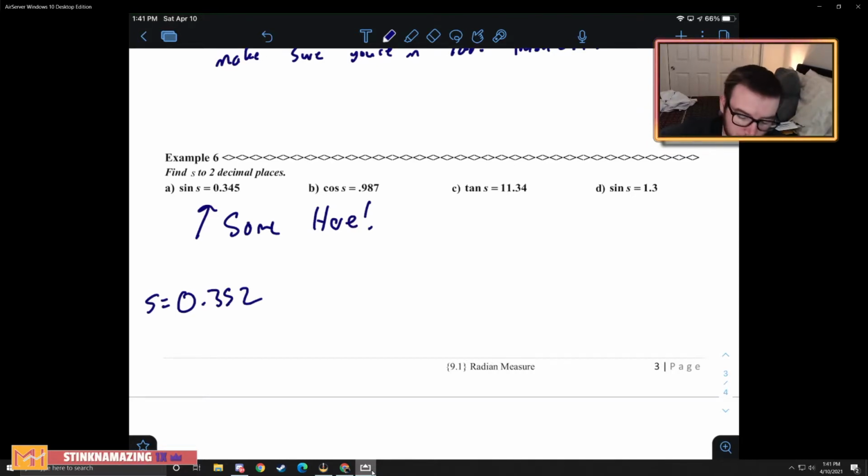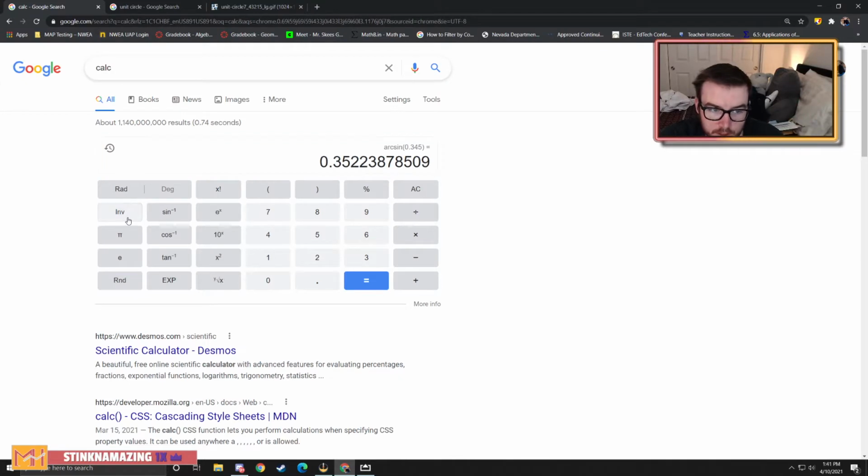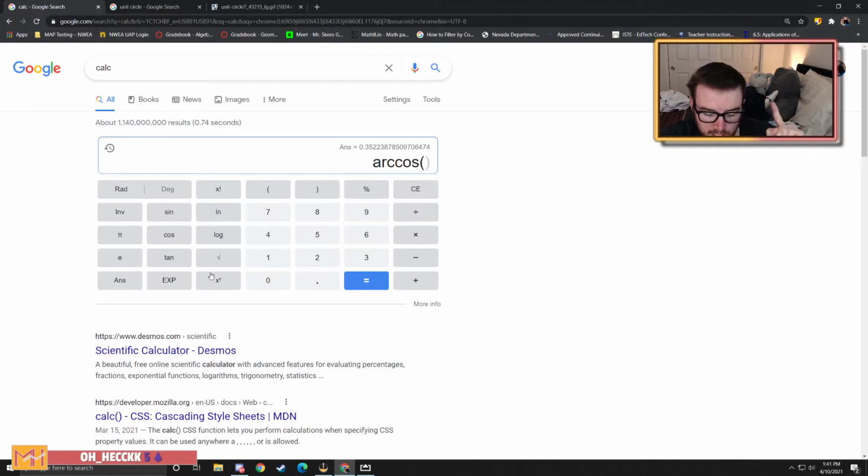How about I do one more question on screen here to end it. Cosine of S is equal to 0.987. So I want you to inverse that and tell me what the decimal answer is, okay? Some answers pop up on screen. So you made sure that you were in inverse and radian mode, and you inverse cosined it because it's a cosine function, 0.987, and you get 0.16.